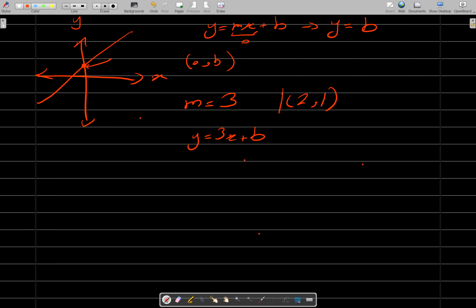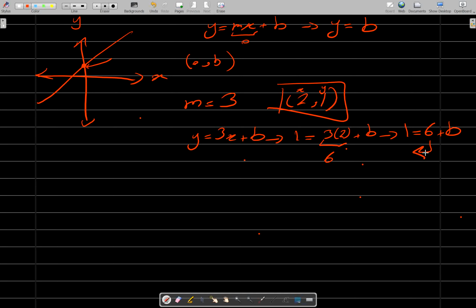And we have a point here that we can plug in. So we have this x here and the y here. I'm just going to plug them in. So 1 is going to be equal to 3 times 2 plus b. Here, 3 times 2 is going to be equal to 6. And you can see 1 is equal to 6 plus b. I'm going to move the 6 to the other side of the equation.